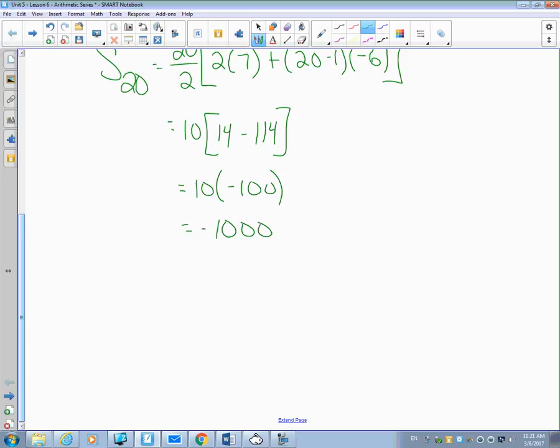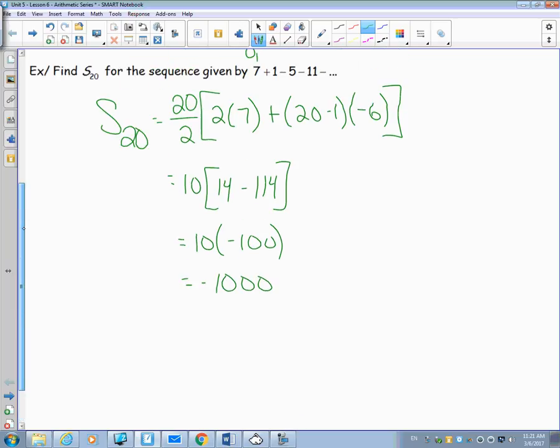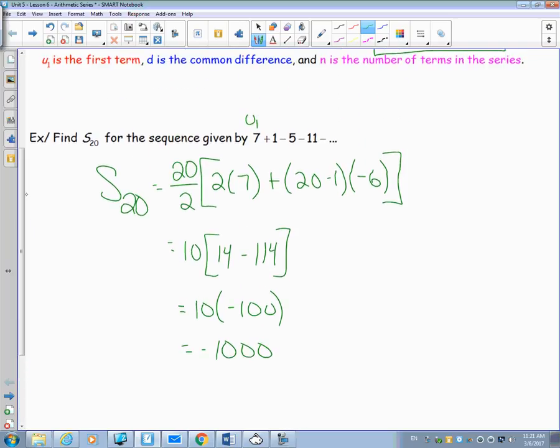So if I were to type in my calculator 7 plus 1 minus 5 minus 11 minus 17 minus 23, and so on, for the first 20 terms, it'd come out to negative 1,000. It's okay to have negative numbers because our numbers are going down each time. That's not a big deal.